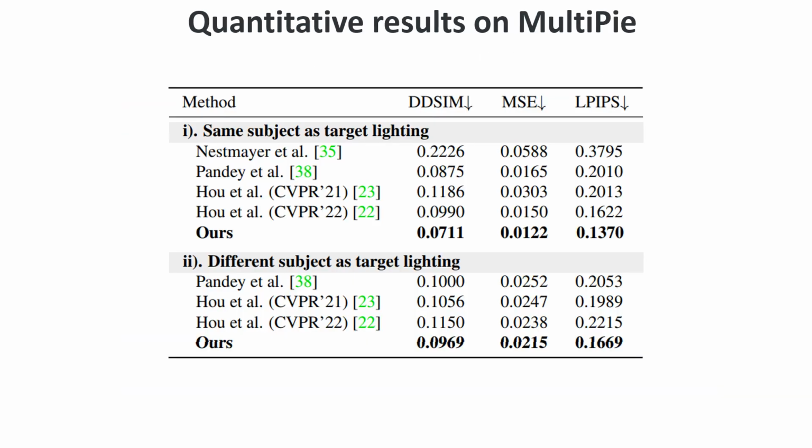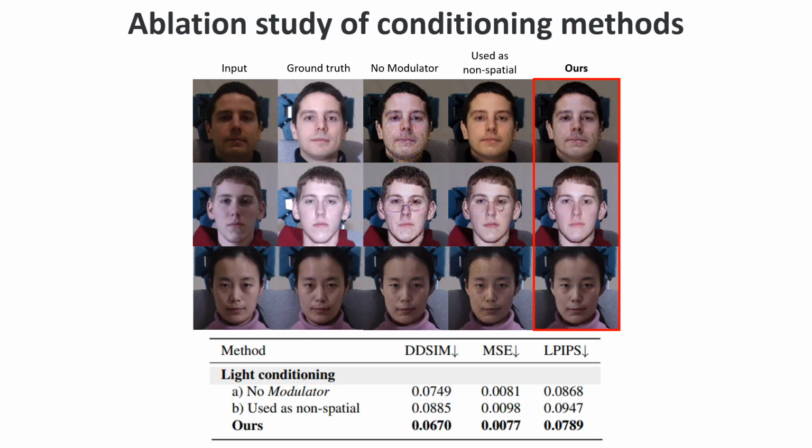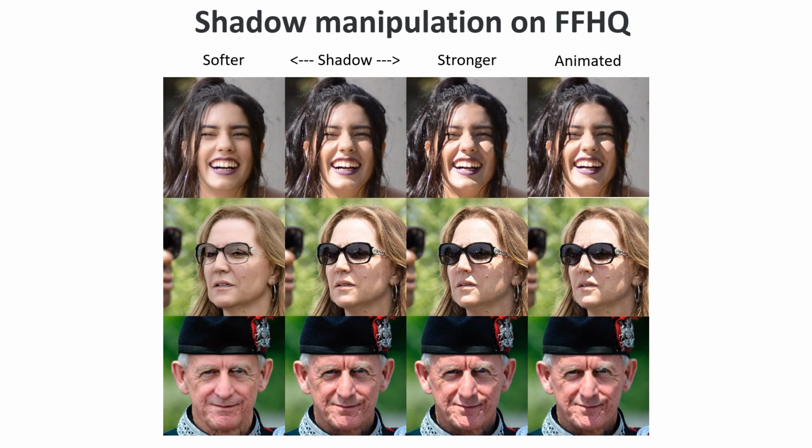We compute SSIM, MSE, and LPIPS between our results and the ground truth, and our method outperforms the baselines across both scenarios on all metrics. We test the effectiveness of our modulator and spatial conditioning technique through an ablation study. The result shows that our method better matches the target lighting and produces fewer artifacts. Moreover, our method can change the strength of cast shadows and make these faces look more diffuse or harsher.